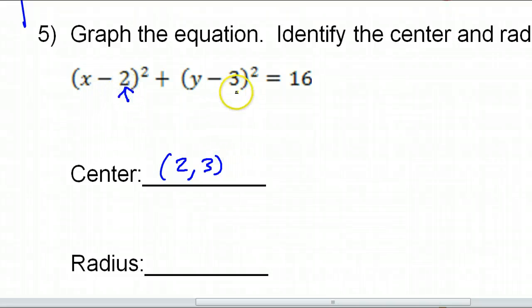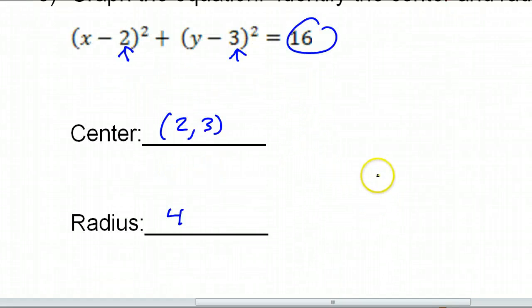Okay? The coordinates of the center are going to be here and here. And you can treat it like it's the opposite sign of these two. So if you see minus, then it'll be positive. Okay? That's the center. All right? Blaine, tell me the radius of this thing. 4. The radius is 4. All right? This is r squared, so you just take the square root of that.